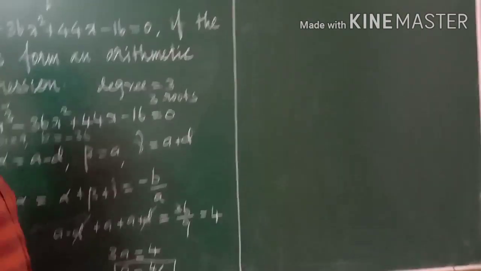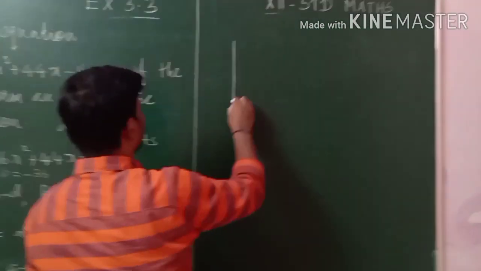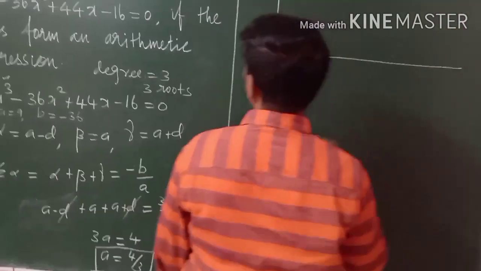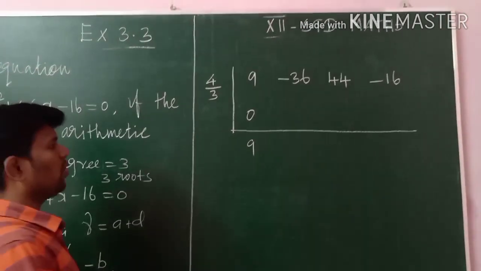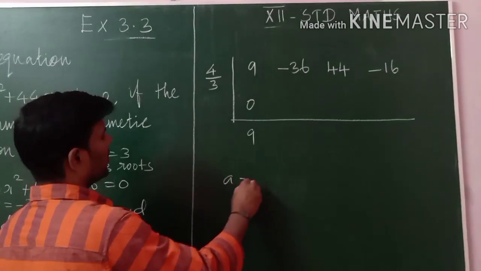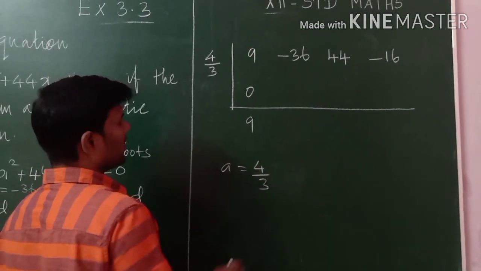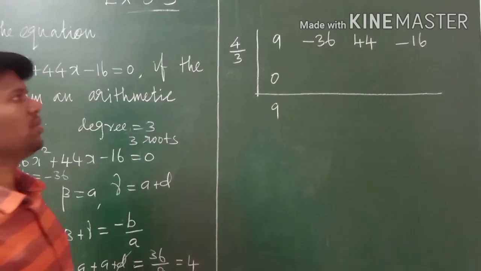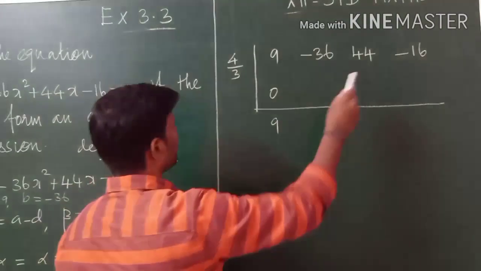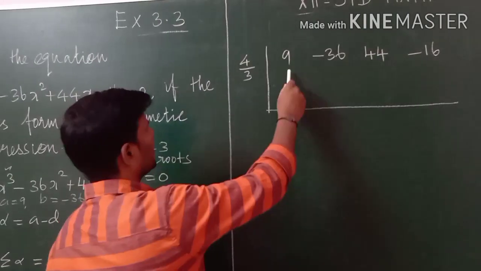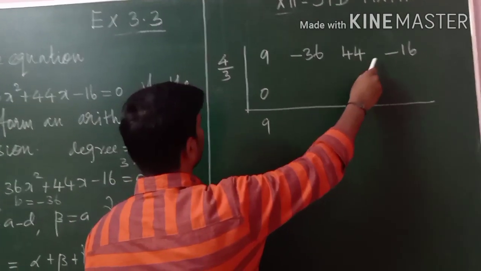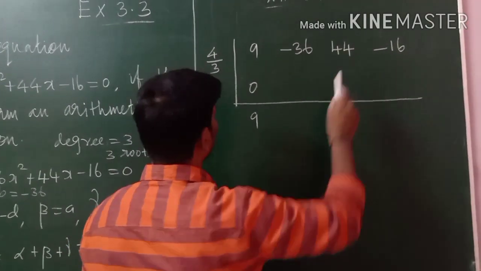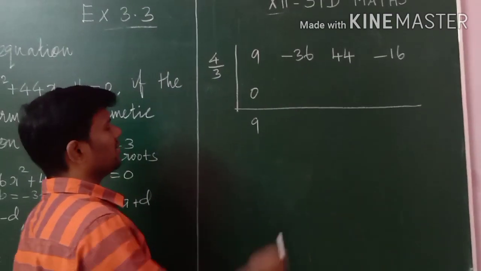Now we will use synthetic division, because we have found one root and we need to find the other two roots. We found one of our roots: a is equal to 4 by 3. So we have to find the other two roots. We can find them by synthetic division. So what is synthetic division? In the first row we will write the coefficients: 9, minus 36, 44, minus 16. Write the coefficients of the given cubic equation.